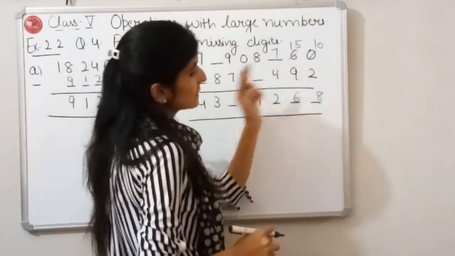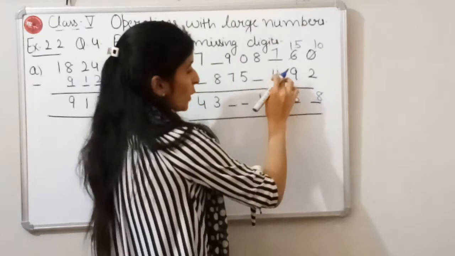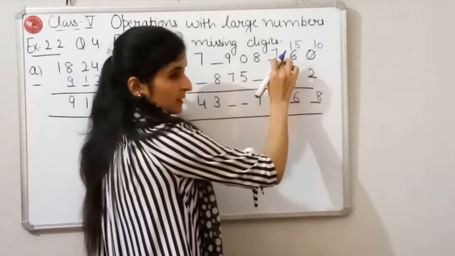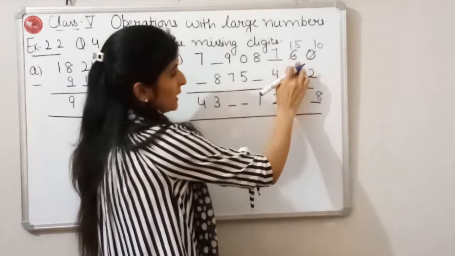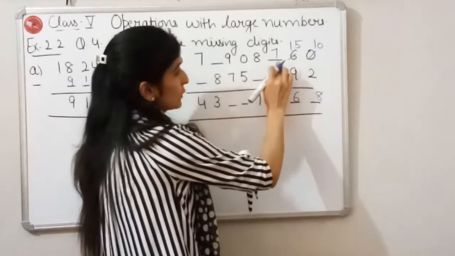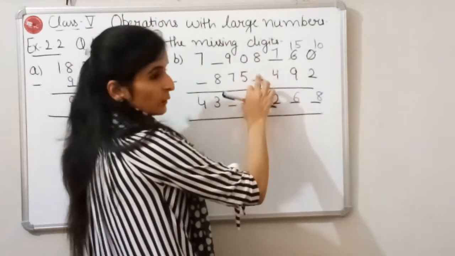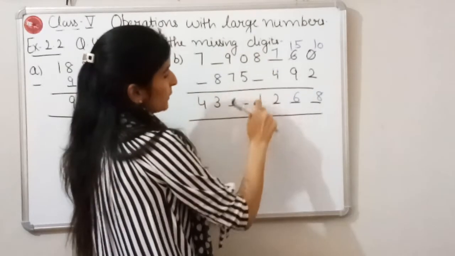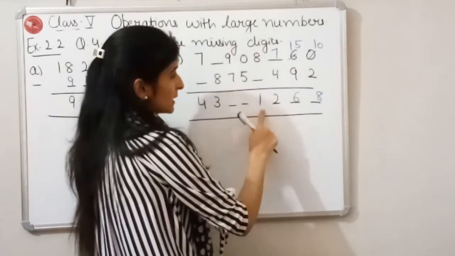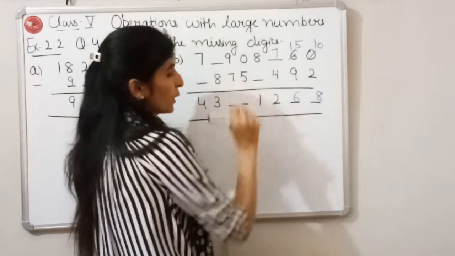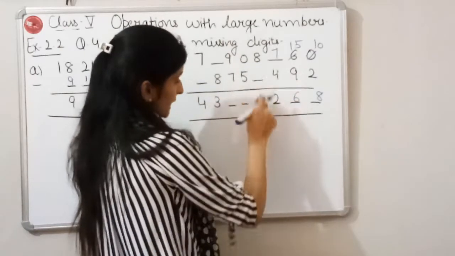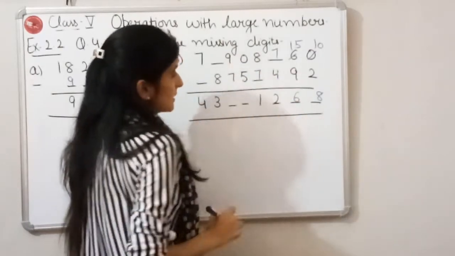Okay, one borrow to this 6 also. 4 plus 2 is 6. Okay, but we have given one borrow to this 6 also. So we will write 7 here. Now we have to find out the subtrahend. So for finding the subtrahend, we will subtract the difference from the minuend. 8 minus 1 is 7.